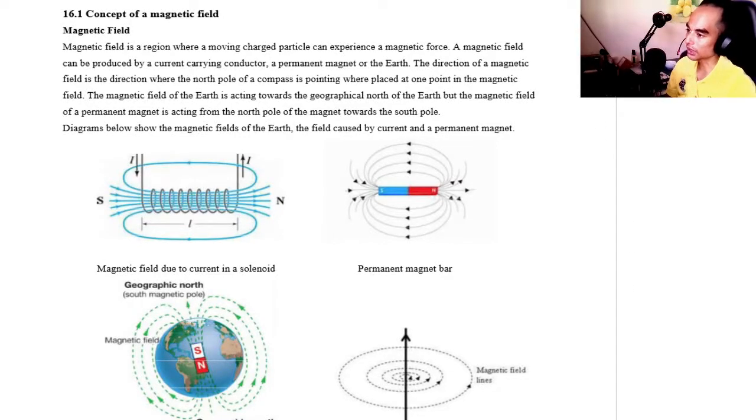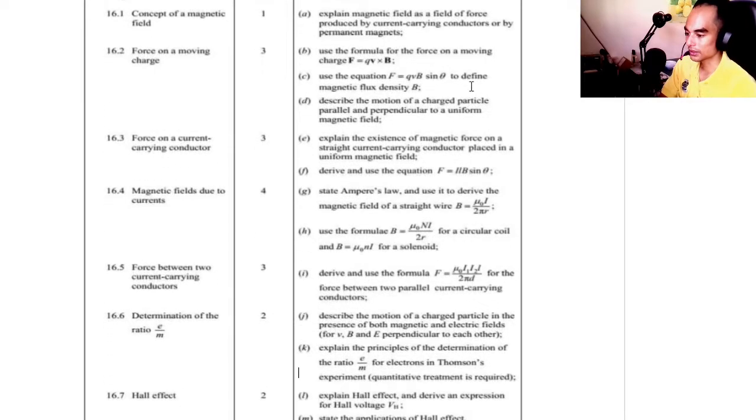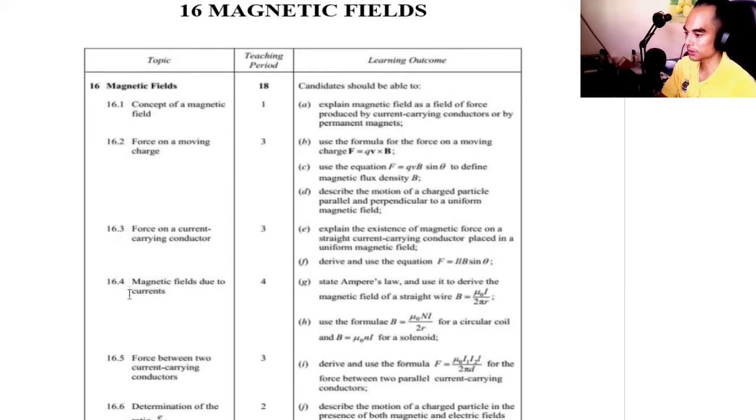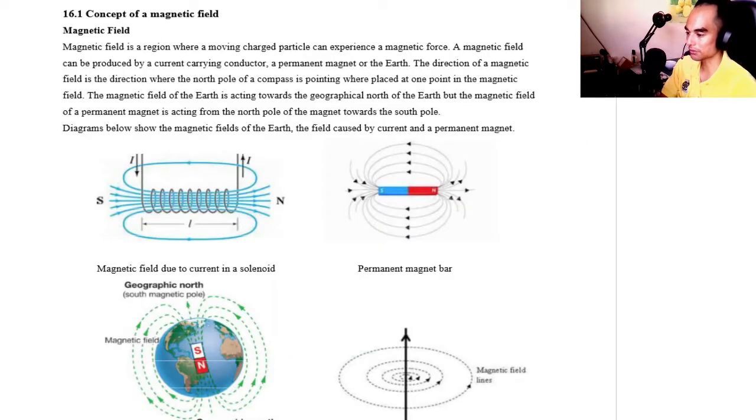Okay, going to start. Magnetic field. We start with chapter number 16, which is magnetic field. Then we have seven subtopics of it. Let's try to finish up and summarize it.